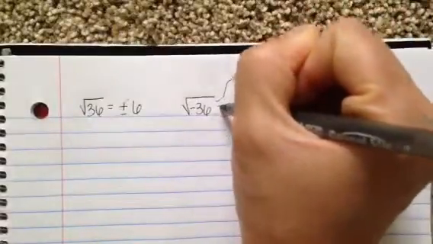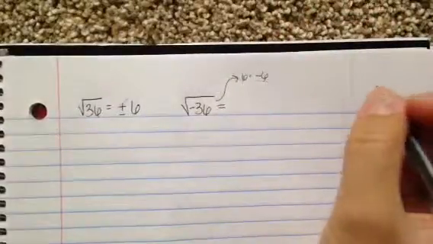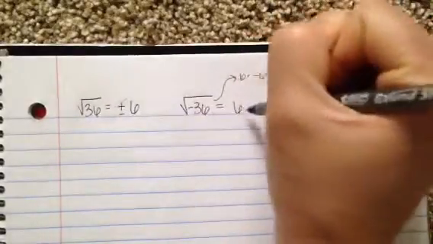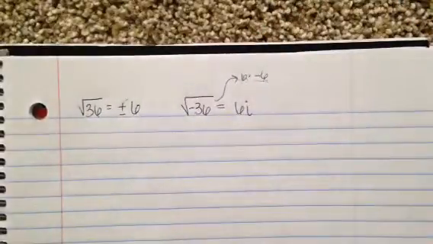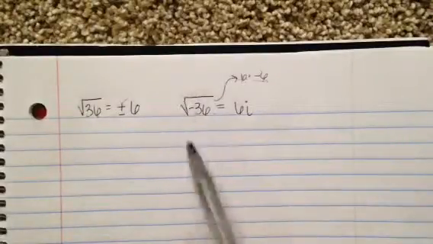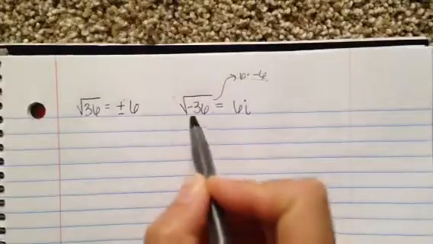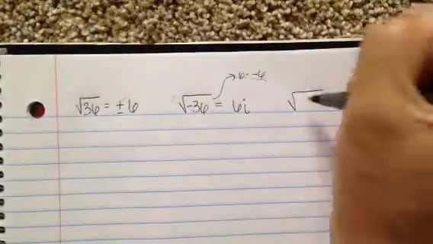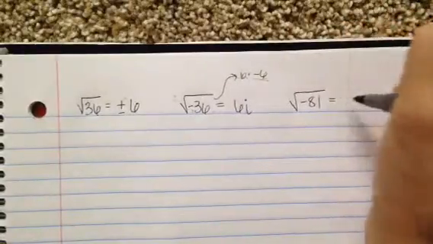So this is where we introduce what are called imaginary numbers. So we know it's 6, but one of them's positive, one of them's negative, so we'd say 6i. And that just makes it an imaginary, which basically just means if you have the square root, meaning an invisible 2, and it's a negative, you're just going to take out an i. So if I had the square root of negative 81, that would be 9i.